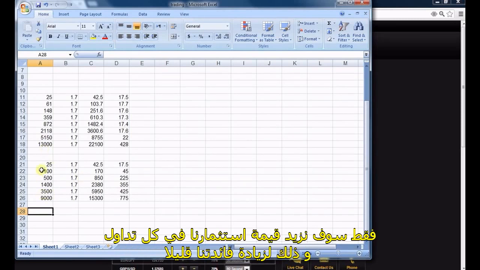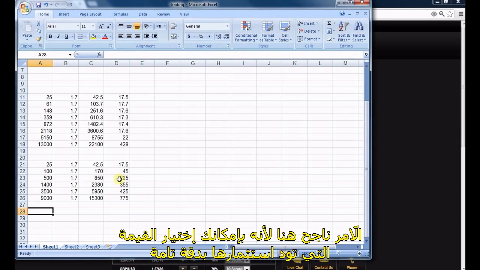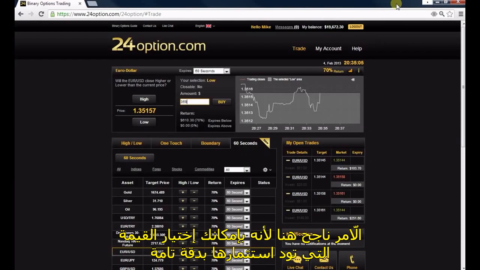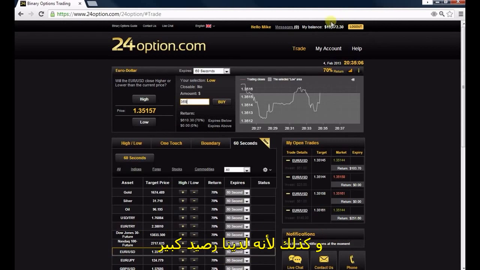And what we're going to do now is we're just going to up the ante a little bit. I'd like to be able to make more money on each trade. And the reason, again, why this works is that you get to choose how much you are investing. Now, again, the reason why it works for us is because we have a big balance.